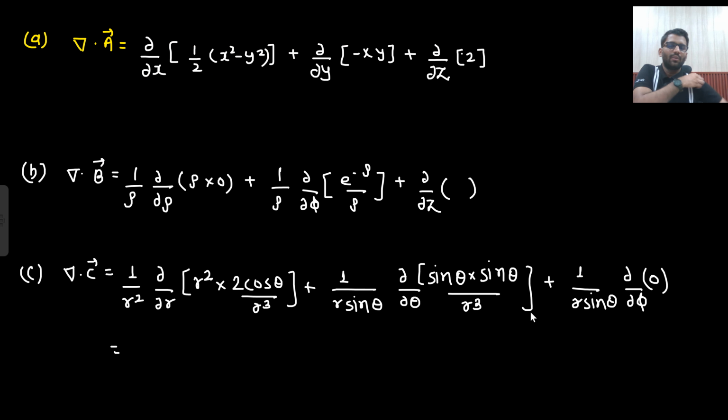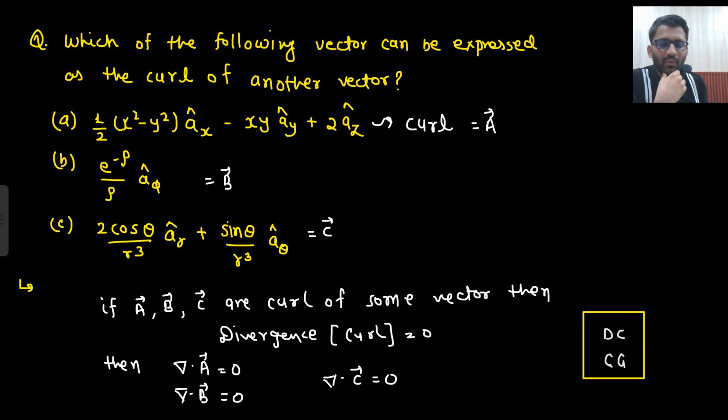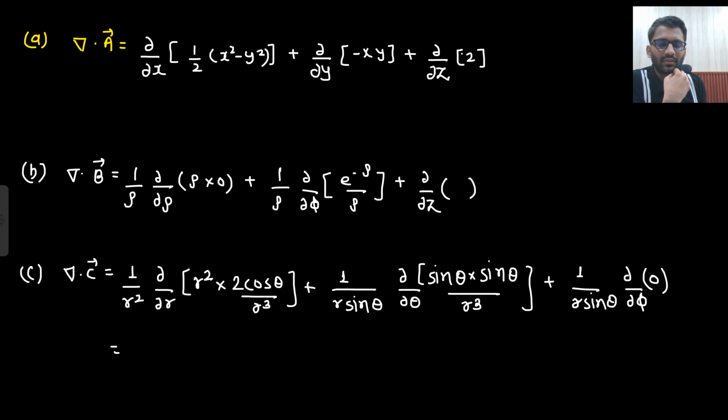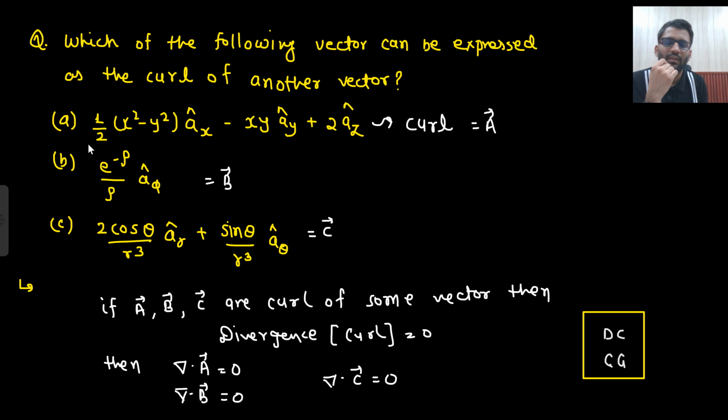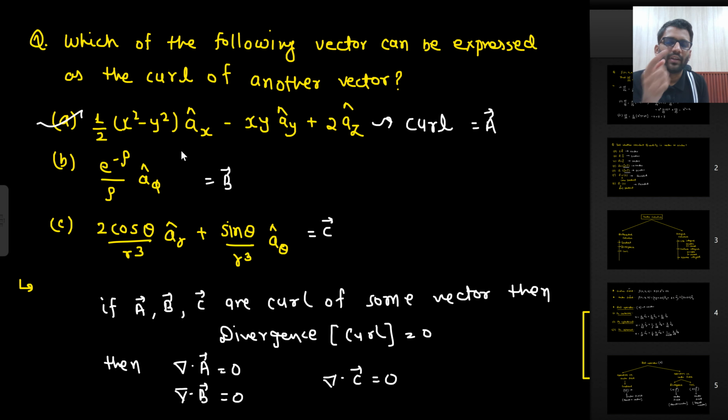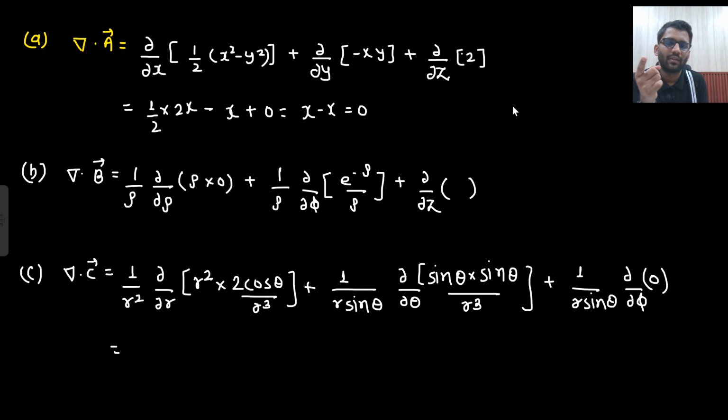So this is what I am gonna do. Right? 1 by 2 x square minus y square minus xy plus 2. Okay. So what are you gonna get here? So 1 by 2 will come common. Y square will give you 0. 2x minus, then x will come common. Plus 0. X minus x, that is equal to 0. So yeah, del dot A is coming 0 only.